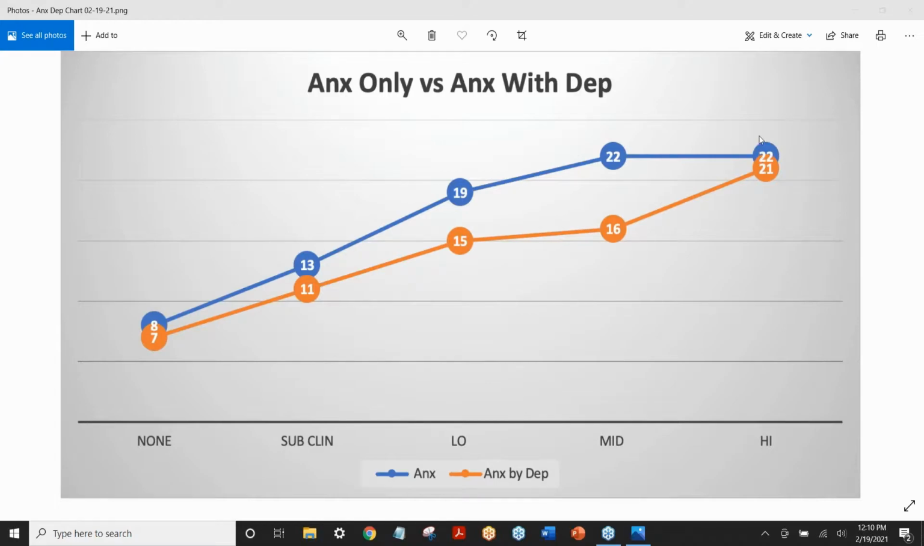All right, okay. Richard. Okay, is my chart visible? Your chart, ANX only versus ANX with depression. Yeah, you got it. That's right.